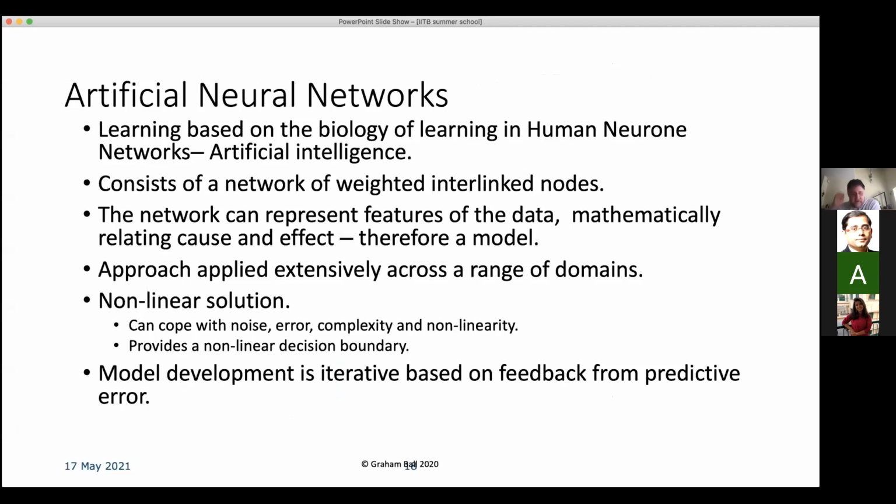So one form of machine learning that we use is a form of artificial neural network. And this is based upon learning in the human brain, the neuronal networks of the brain. And we have a network of interlinked nodes. And these nodes and this network can represent information relating cause and effect, in fact. It's a widely used approach. It's the basis of deep learning as well. It's nonlinear. And these processes, or these algorithms, literally learn patterns based upon feedback.